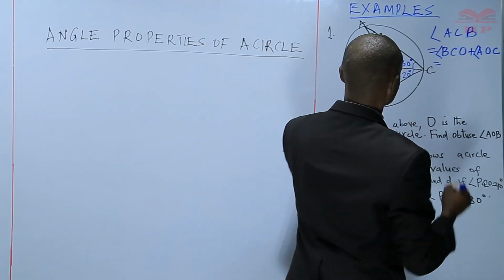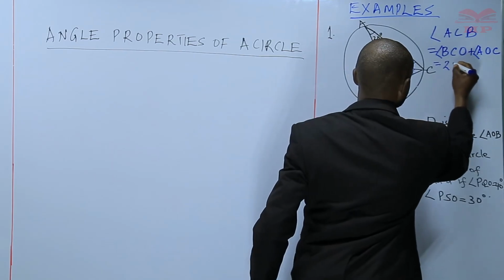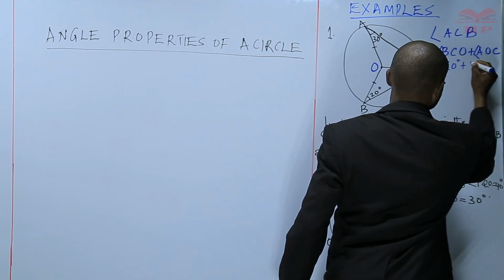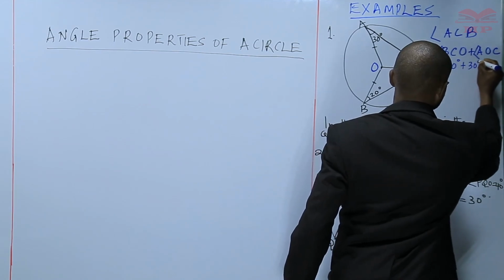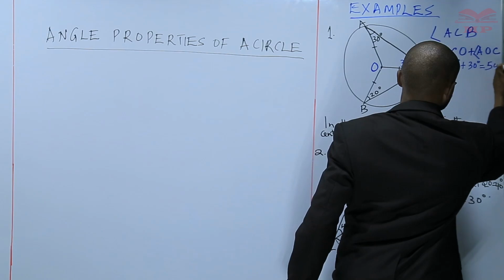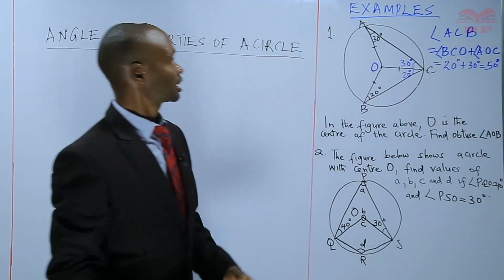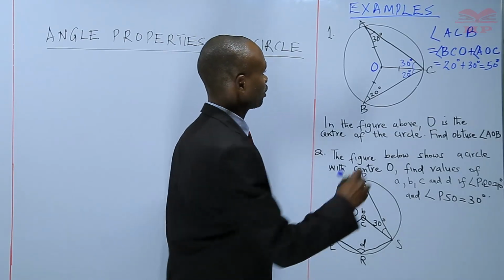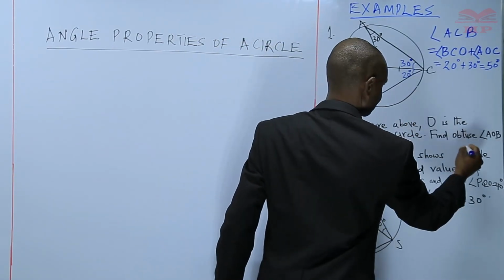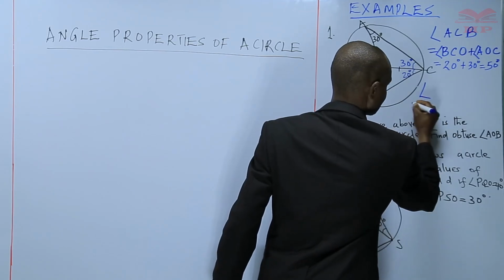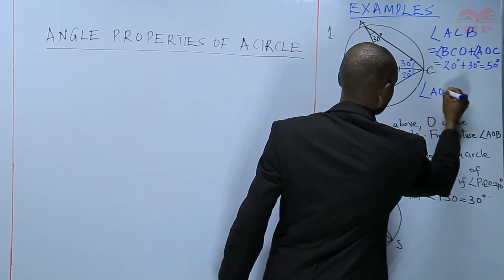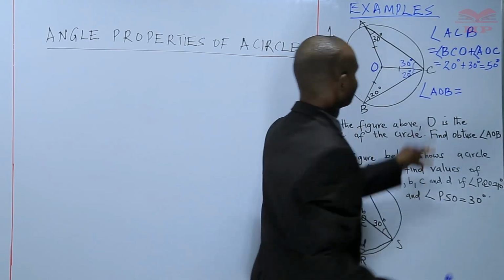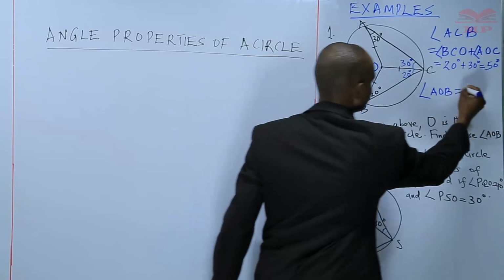We should now have the value of ACB. We now know BCO, which is 20 degrees, plus 30 degrees, which gives us 50 degrees. Now, after getting the value of the angle at the circumference, the value of the angle we are asked for, AOB, is equal to twice what? The angle at the circumference, twice ACB.